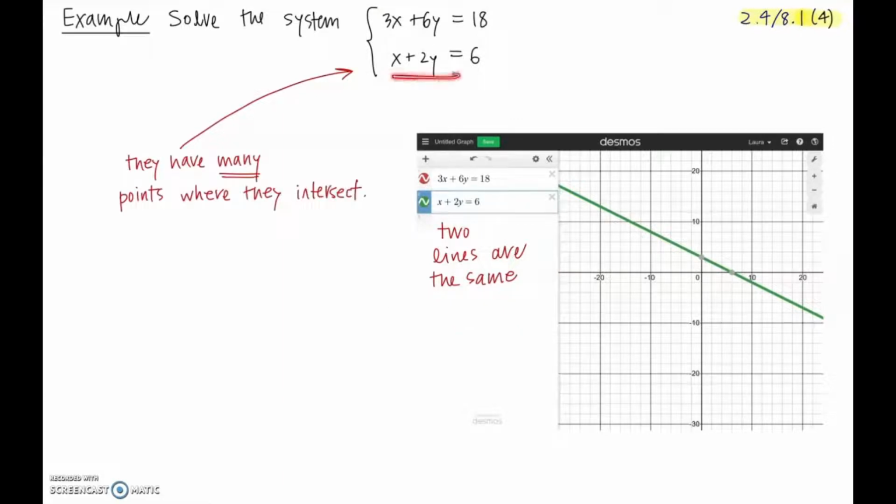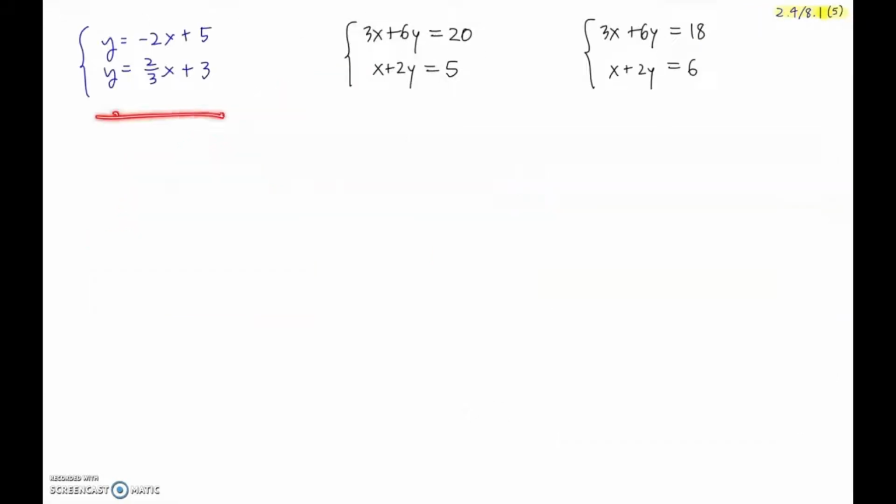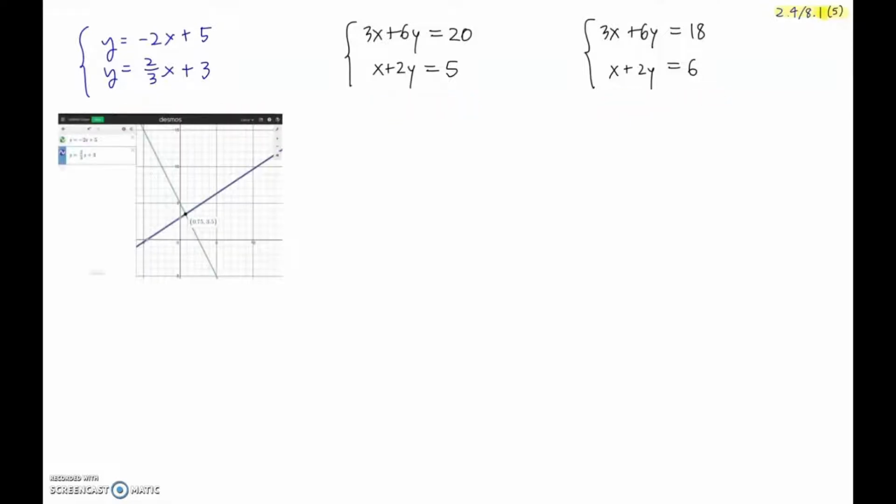So obviously these two equations have many points where they intersect. Anywhere along the line, they keep intersecting, right? So this is a case where we have many solutions. And when you have many solutions, that's called a dependent system. So in the last three examples, we had these three different systems of equations, and we were asked to solve them. And when you look at them, you can't tell which ones are going to work out and which ones aren't. But what we found was this guy here had one solution.